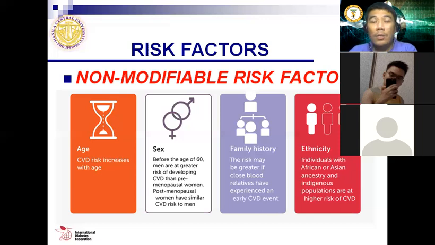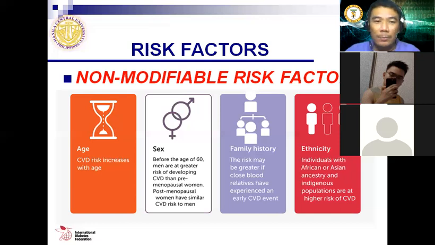Now, as mentioned here, under ethnicity, individuals with African or Asian ancestry and indigenous populations are at higher risk of cardiovascular disorder. Those that I have indicated here as an explanation why it is considered a non-modifiable risk factor are based on scientific data and sources as well. So when you are about to explain the risk factors of your pathophysiology, better do it with these sources.